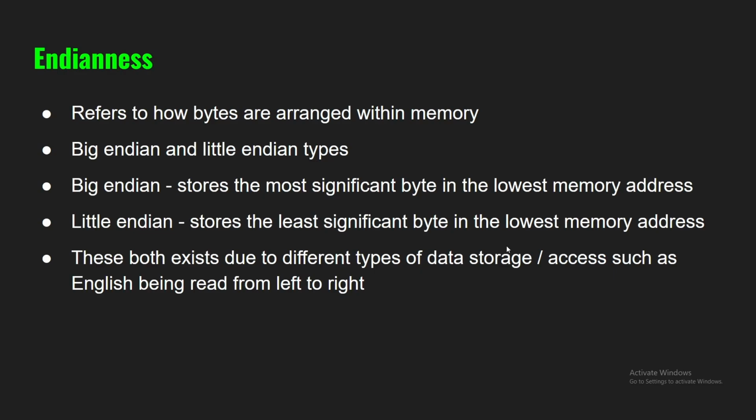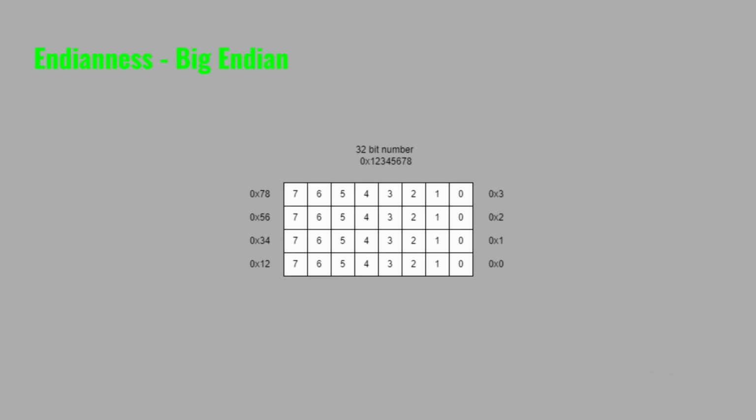And these both exist due to different types of data storage and access, such as English being read from left to right. As I just said, English is read from left to right. Other languages such as Arabic are read from right to left, and there are other things that come into play as well. But this is why this is most useful here. Obviously, it's going to be stored differently in memory. So as you can see, in big endian, our most significant byte is stored at our lowest memory address.